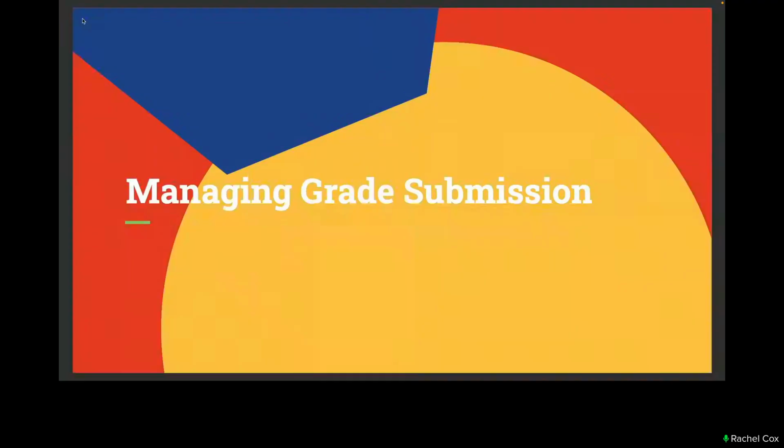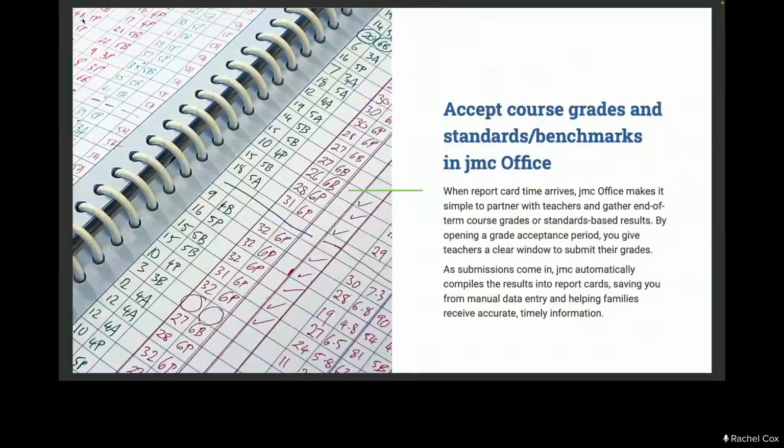We will start with managing grade submission. When report card time arrives, JMC Office makes it simple to partner with teachers and gather end-of-term course grades or standards-based results. By opening a grade acceptance period, you give teachers a clear window to submit their grades. As submissions come in, JMC automatically compiles the results into report cards, saving you from manual entry and helping families receive accurate, timely information.